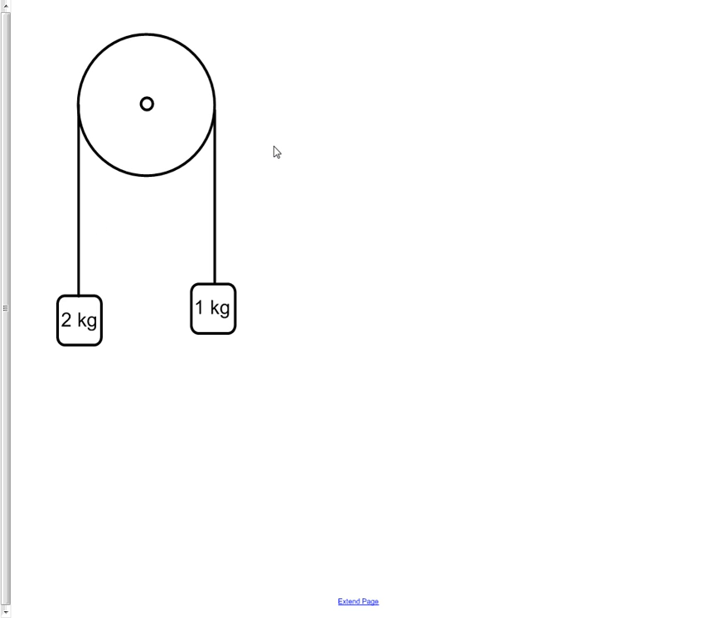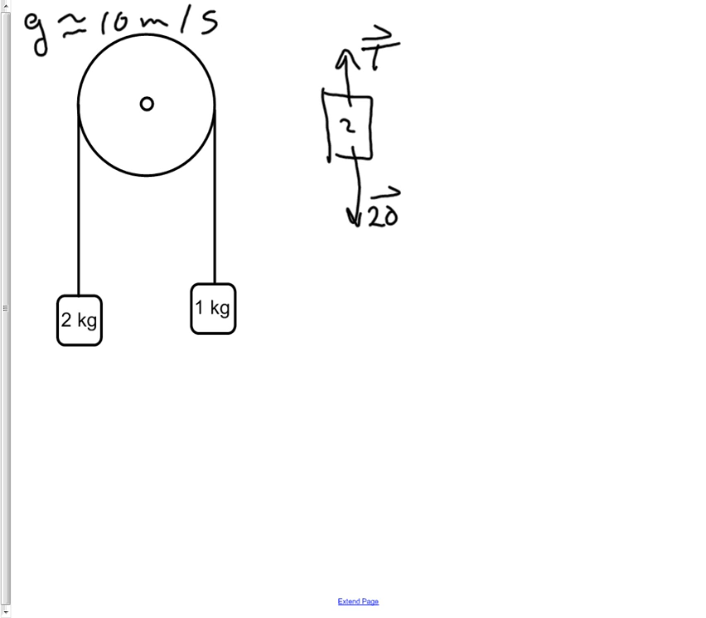Okay, so we're now ready to choose a body. And I'll choose the 2 kilogram object to start out. Okay, so here's the 2 kilogram object. What are all the forces on it? There's its own weight, which is 20 newtons down, and there is the tension in the string, which is T, which is in this direction. And you'll note that I am taking g to be approximately equal to 10 meters per second squared. I will almost always do that.